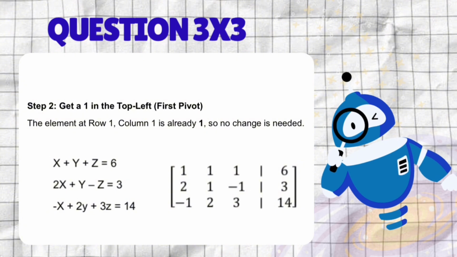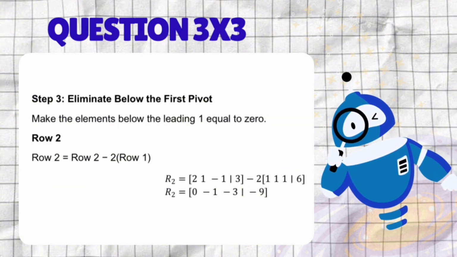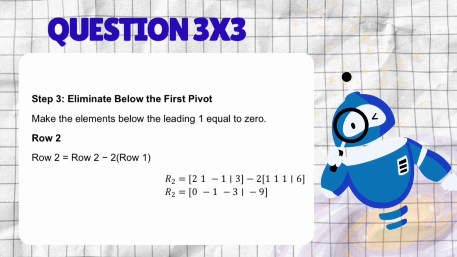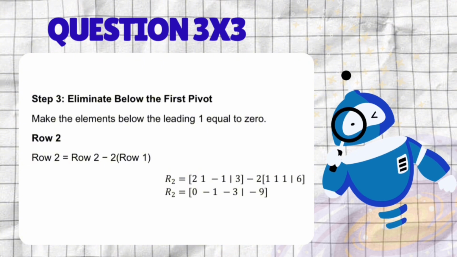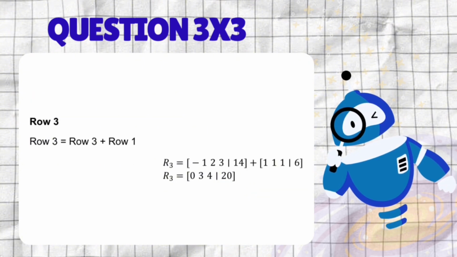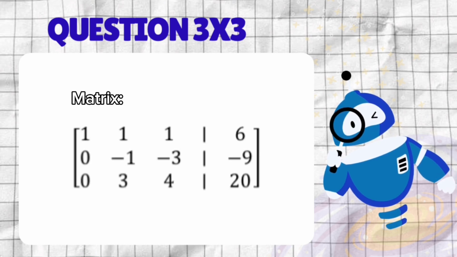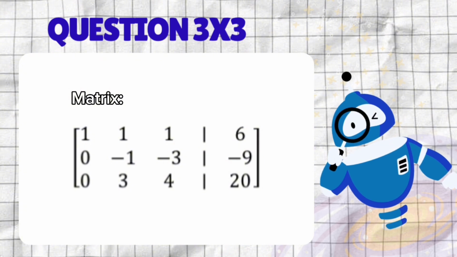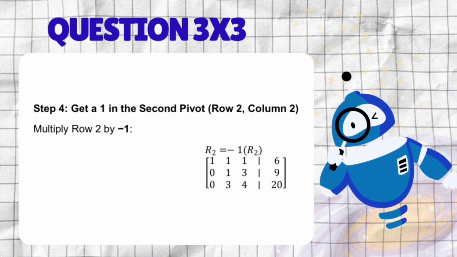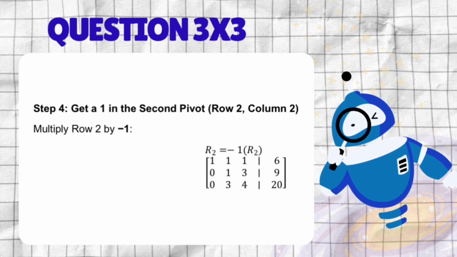Therefore, no row operation is required at this step. Next, we eliminate the x values below the first pivot. For row 2, we subtract 2 times row 1 from row 2. This operation changes row 2 into 0, -1, -3, and -9. For row 3, we add row 1 to row 3. This results in 0, 3, 4, and 20. After this operation, the first column below the pivot becomes 0. Step 4. Now we focus on the second row and second column. The pivot value is -1.